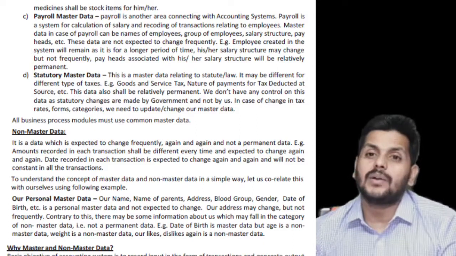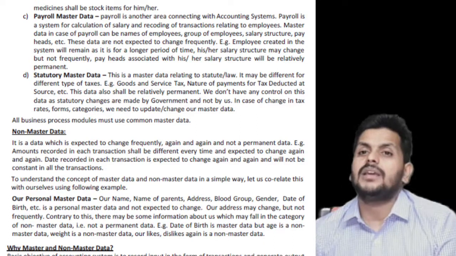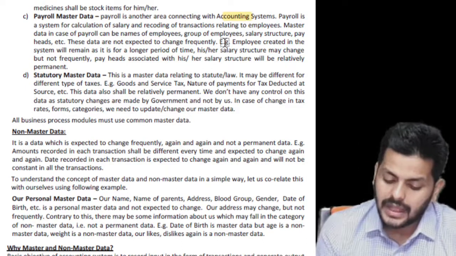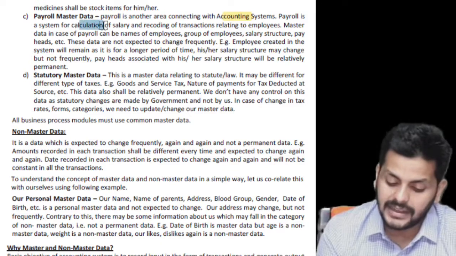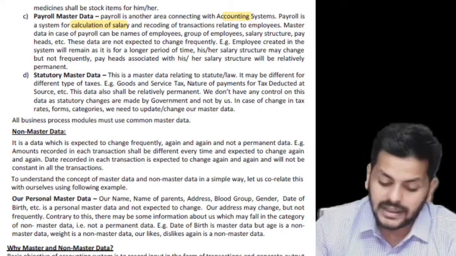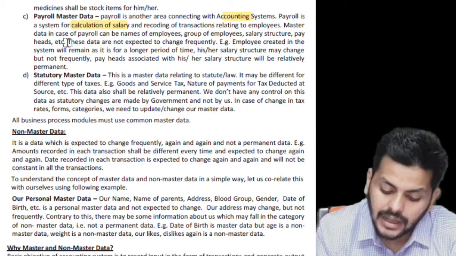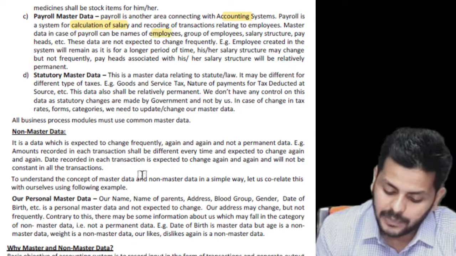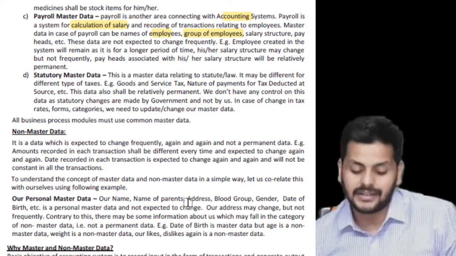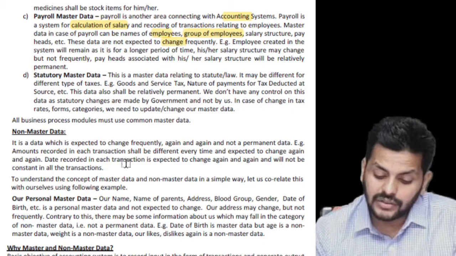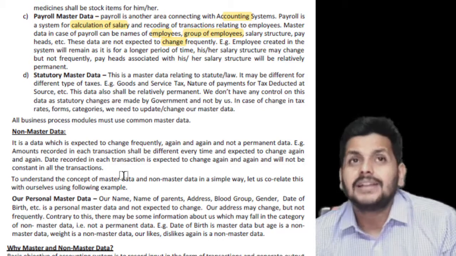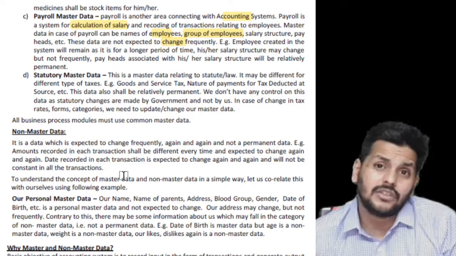Payroll master data. What about payroll master data? Name of the employee, permanent address of the employee, I gave this example also. Payroll is another area connected to accounting, and payroll is a system for salary calculation and recording of transactions related to employees. Master data in case of payroll can be names of employees, groups of employees, salary structure, pay heads. I hope you know all this, right? These data are not expected to change frequently. Obviously, name and which category they belong to, what sort of an employee. Salary structure will change, no sir. Salary may change monthly.